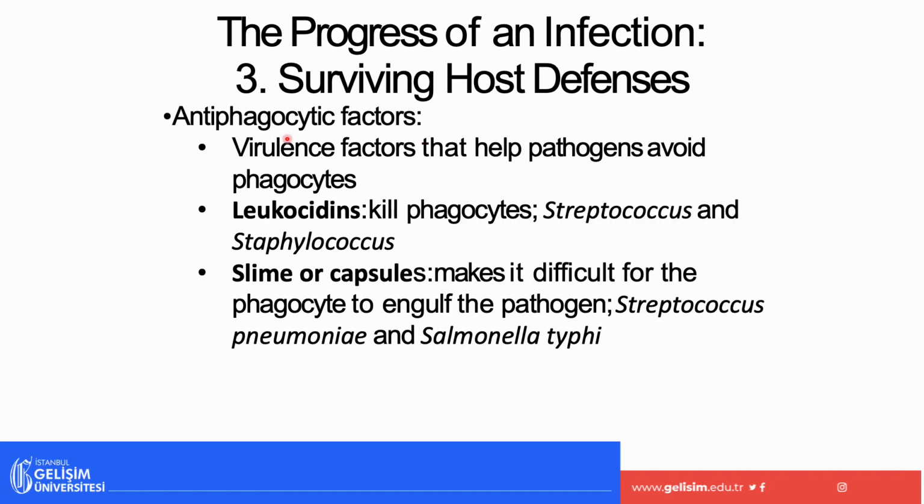Antiphagocytic factors are virulence factors that help pathogens avoid phagocytes. Remember, we said that phagocytes are the cells that destroy pathogens by using enzymes and other antimicrobial chemicals. Some examples of antiphagocytic factors include leukocidins that will kill the phagocytes, as well as slime capsules that make it difficult for the phagocytes to engulf the pathogens. We see that in Streptococcus pneumoniae, as well as Salmonella typhi. For the leukocidins, you'll find them in Streptococcus and Staphylococcus species.